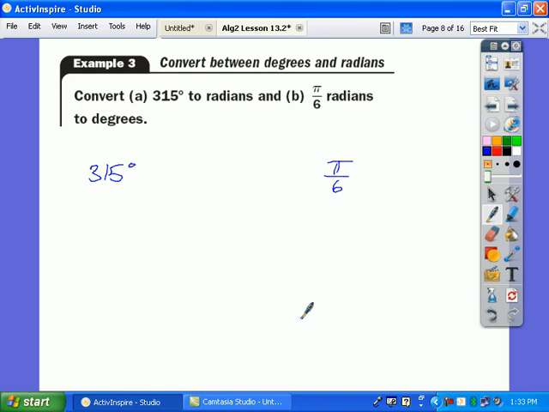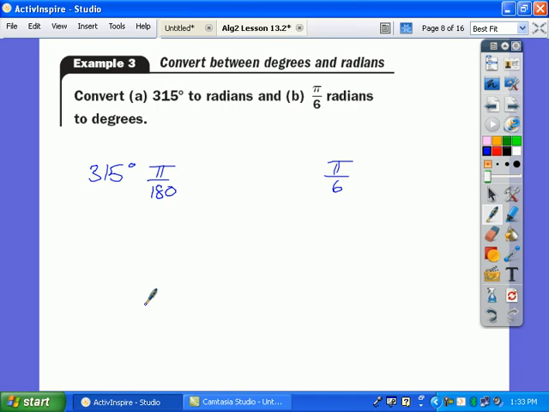That's our conversion factor. And now you never want to convert pi to 3.14. You always want to leave pi in here. Okay, remember, we're talking about radians. We want to see the pi. So we just want to write this as 315 pi over 180.